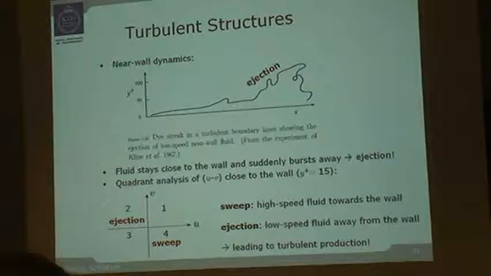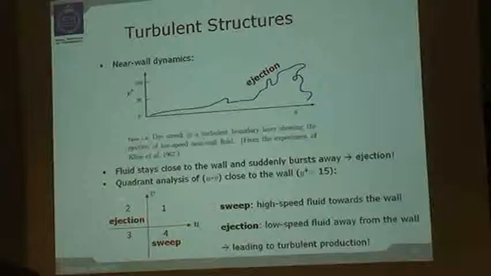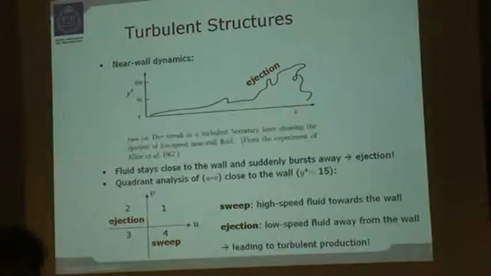So the ejection motion is exactly what I described here. So it's a violent outburst of turbulent flow. Essentially, this means that we have negative disturbance u and a positive v. That means that in a low-speed streak we have fluid going up, ejection, and then the opposite, where we have positive u and negative v, which is high-speed fluid going closer to the wall. This is what we call sweep. So this is also something that is relevant in real-world turbulence.